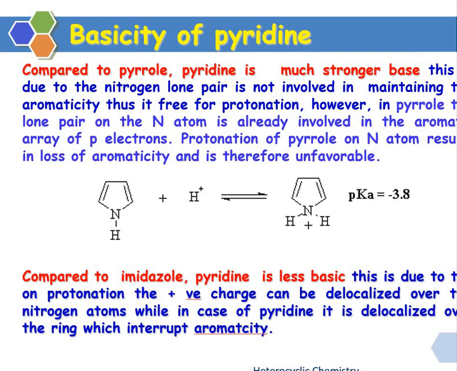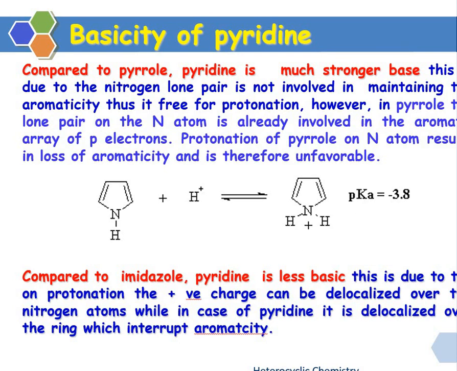Compared to pyrrole, pyridine is a much stronger base. This is because the nitrogen lone pair is not involved in maintaining the aromaticity. Thus, it is free for protonation. However, in pyrrole, the lone pair on the nitrogen atom is already involved in the aromatic array of pi electrons. Protonation of pyrrole on the nitrogen atom results in loss of aromaticity and is therefore unfavorable. So, you can see in this scheme how an aromatic compound is converted into a non-aromatic compound.